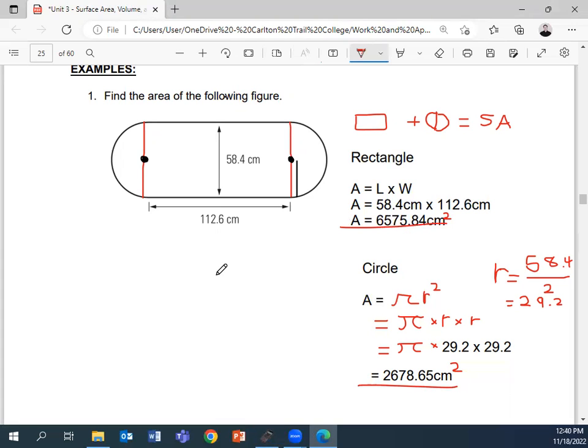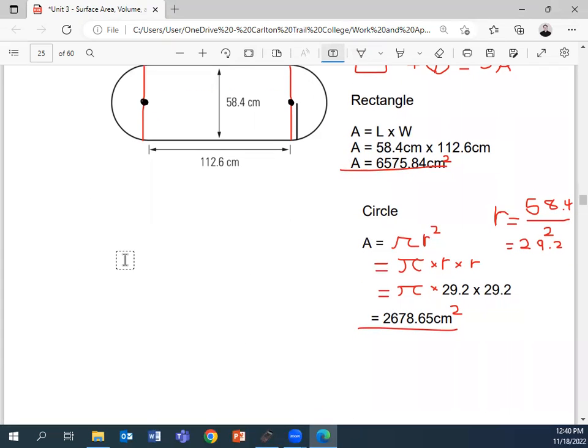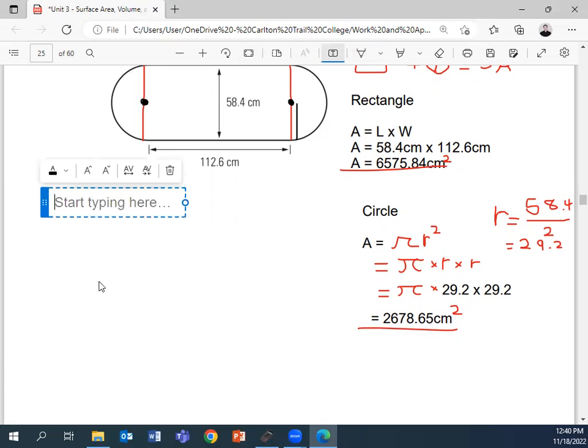What's my last step? Add them. You betcha. Add them up. So I have the area of my rectangle plus the area of my 2 semicircles, which is just one circle, equals my surface area. So Delete on this or no? You can, there'll be a little on button on the top right. Okay. So all I do is I just take 6,575.84 and I add on the 2,678.65, and that's going to give me my surface area.